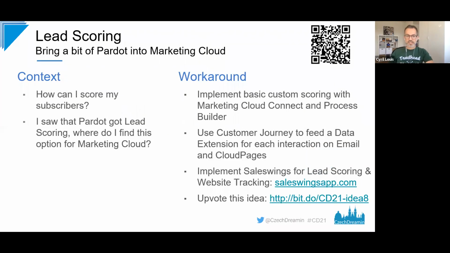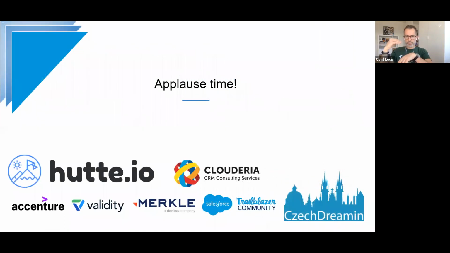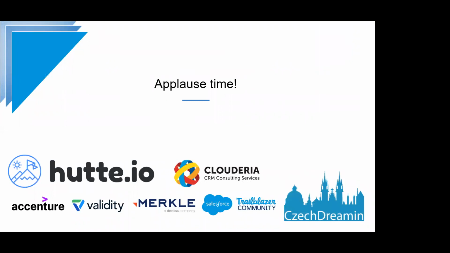If you want to have a basic custom scoring, you can just synchronize with Marketing Cloud Connect, and maybe with a Process Builder, increase a counter with the open, email click, or you can also use customer journey to take all the interactions into account, or you can just implement SalesWings, which is the partner that will do lead scoring and website tracking. Whew, it was quite fast.